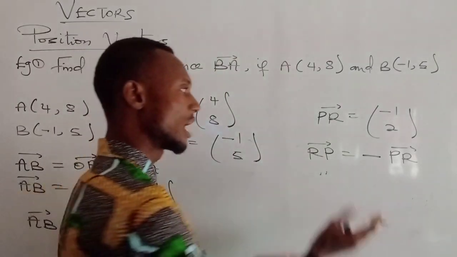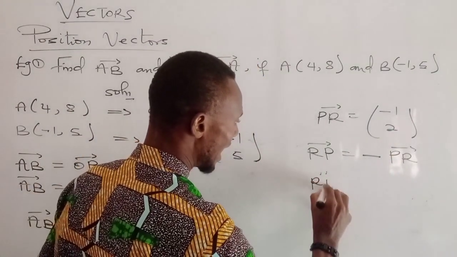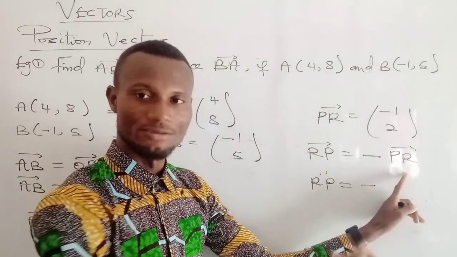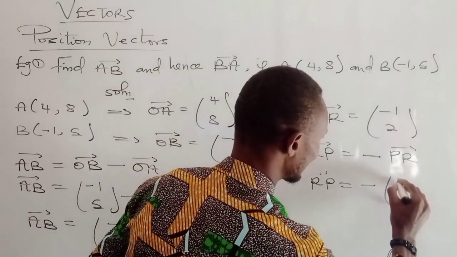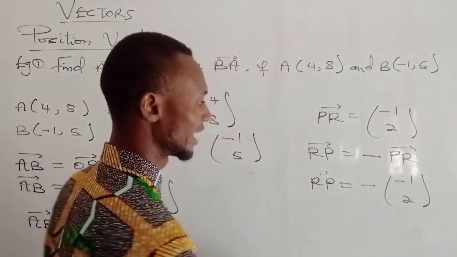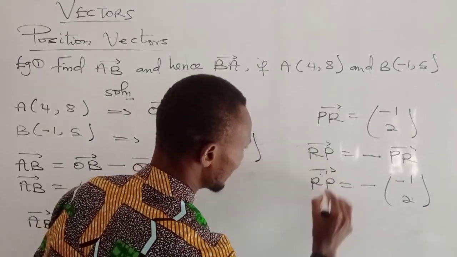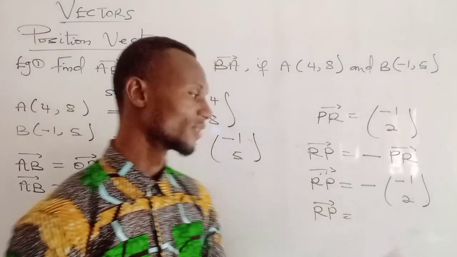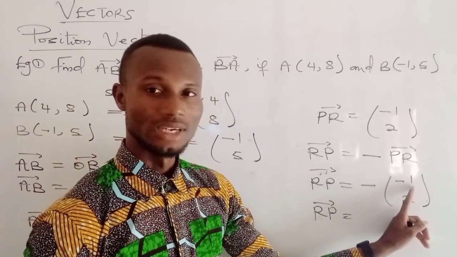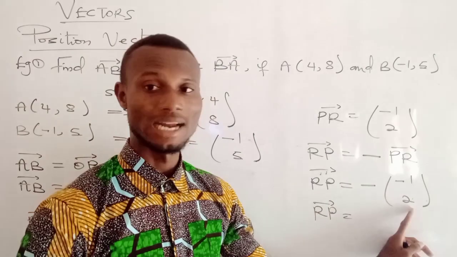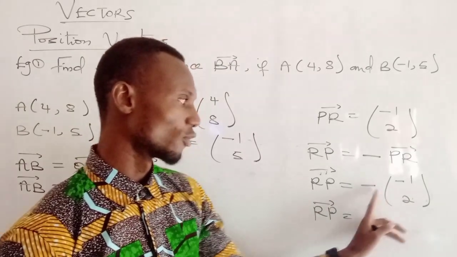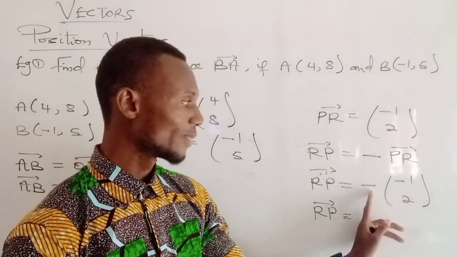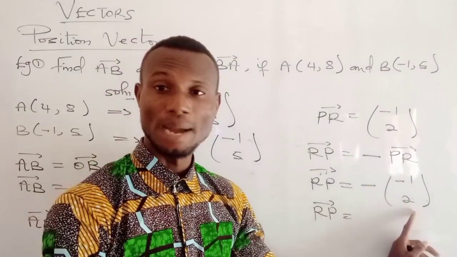I hope you understand. So now let me put my values. My RP will be equal to, I'll bring my negative sign, then I'll put the value of the PR there. The value of the PR is -1, 2. Then I just need to simplify further to get my vector RP. So how do we simplify this one? The negative sign will affect the number at the top, and also the number at the bottom. It's just like the negative will multiply the number at the top and also multiply the number at the bottom.